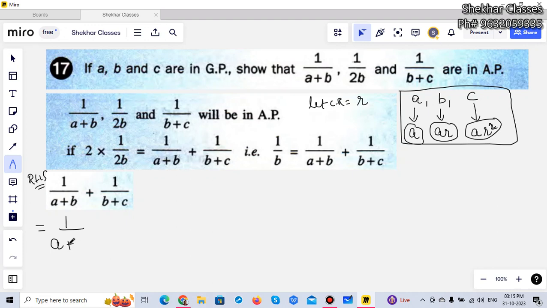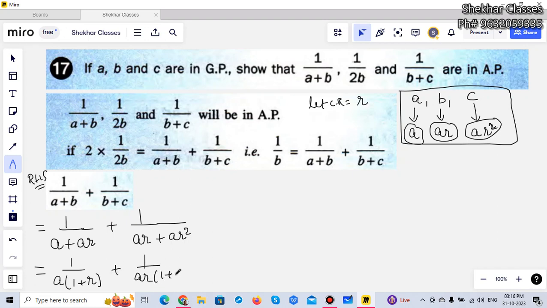Now plus 1 upon, what is B? AR, plus C is AR square. If I solve it further, what will become? I can take A common. What is left? 1 plus R. Here plus, I can take AR common. What is left? 1 plus R.